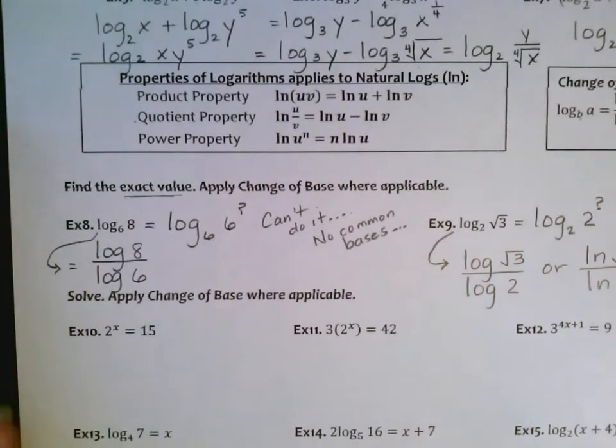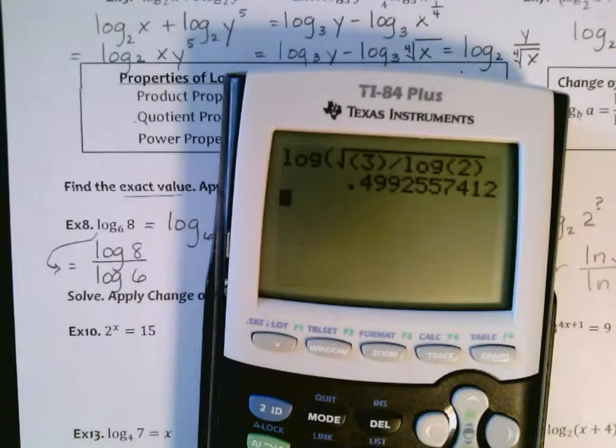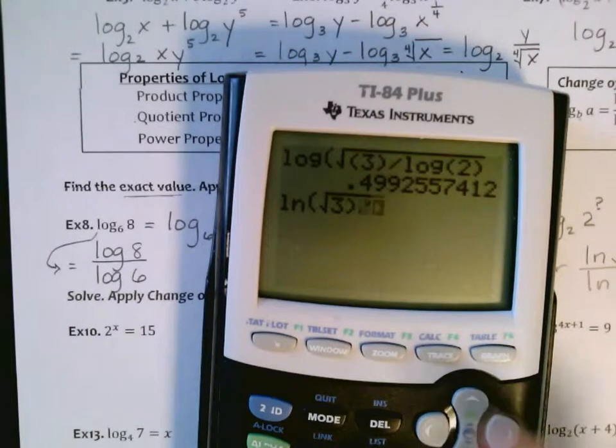To prove to you that either one works, look how they're equivalent. Log of square root of 3 divided by log of 2 gives me 0.499. Let's use natural log instead. Natural log of square root of 3 divided by natural log of 2.